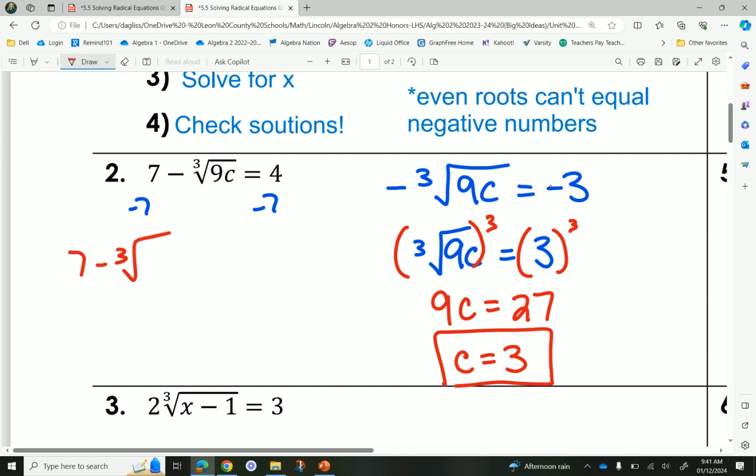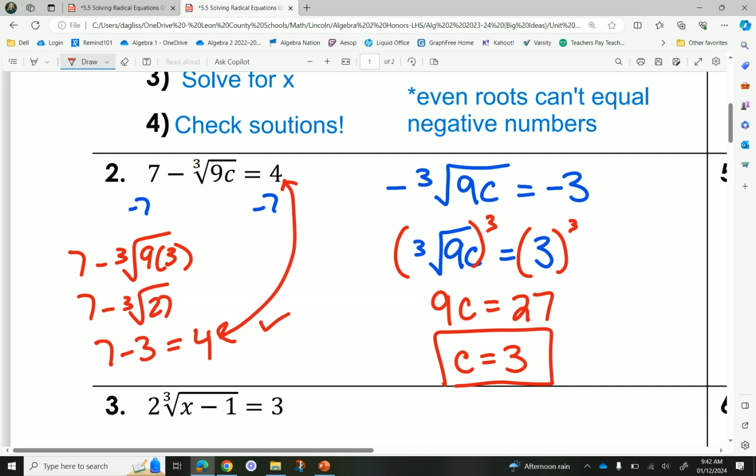7 minus the cube root of 9 times 3. That's 7 minus the cube root of 27. 7 minus 3. There's my 4. Yay, we're happy. You can always check.